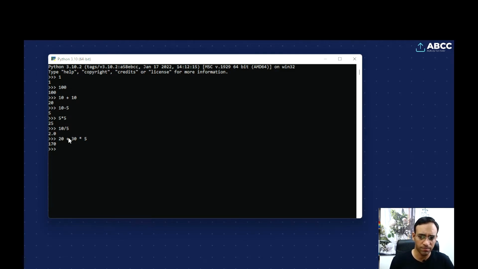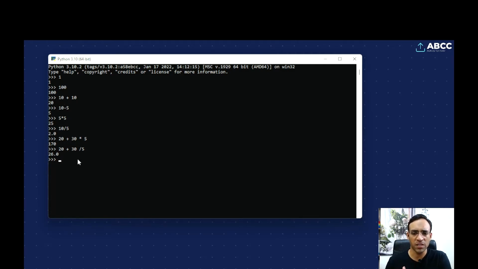Let's try division as well. 20 plus 30 divided by 5. It is understanding very well. Yeah. 30 divided by 5 is 6. 20 plus 6 is 26. Correct.